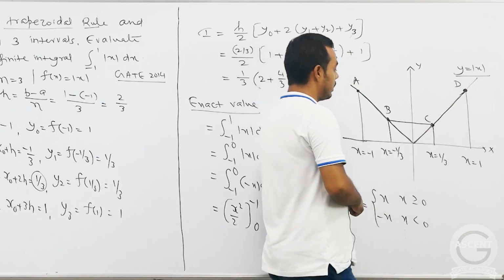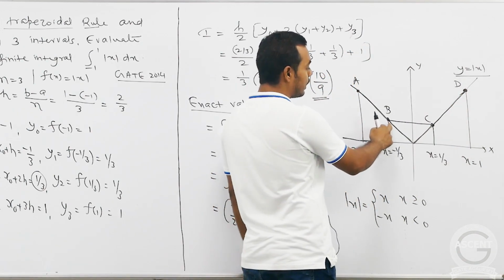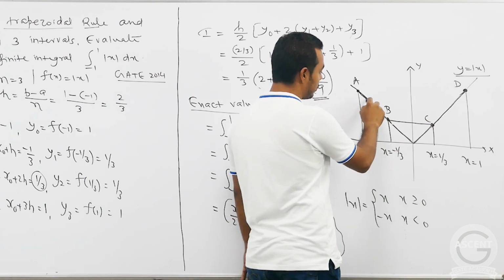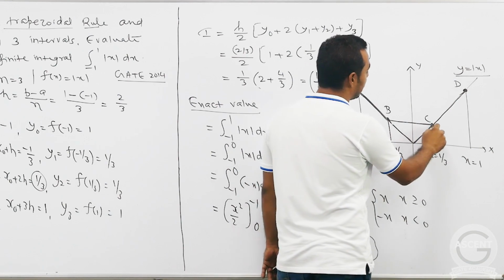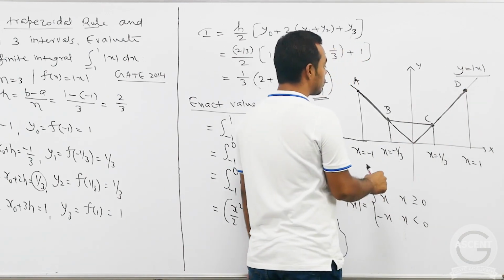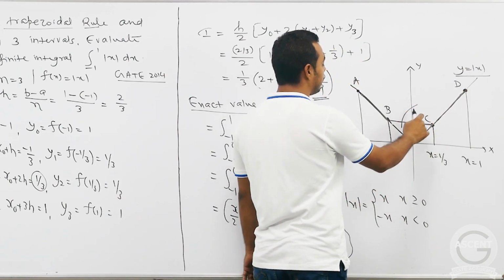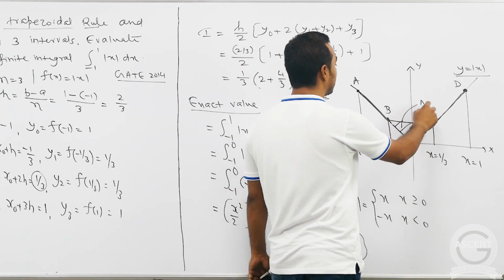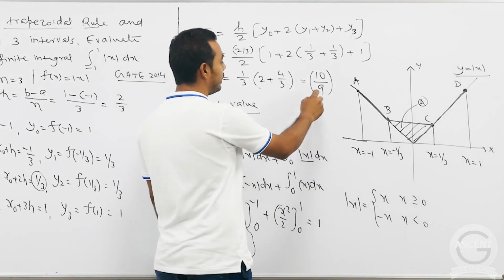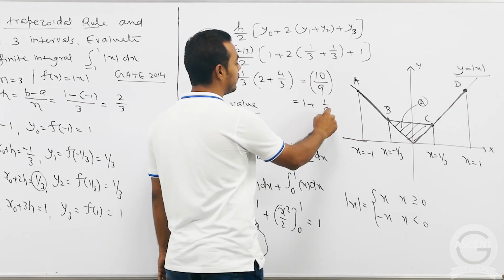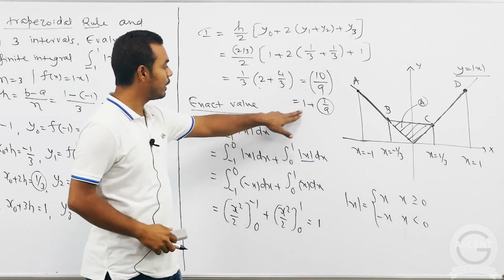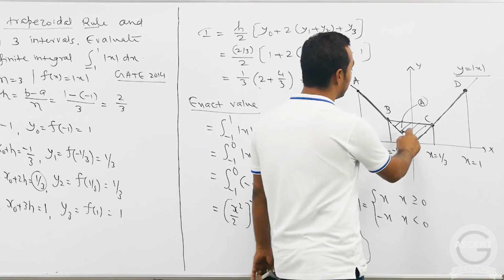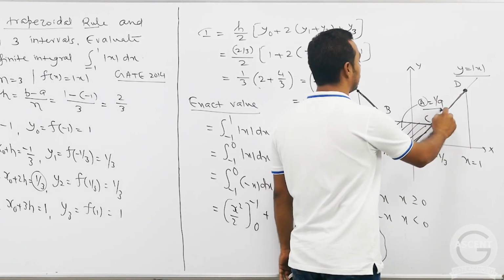So between point B and C, the actual curve and the approximated curve are different, right? In trapezoidal rule, we are actually evaluating the area under this curve, okay? So this is the extra area that we are getting, the area of this triangle. This is the extra area that we are getting, and you can see that 10 by 9 is nothing but 1 plus 1 by 9. So exact value is 1, but using trapezoidal rule, we are getting this 1 by 9 extra. So this 1 by 9 is nothing but this area, okay?